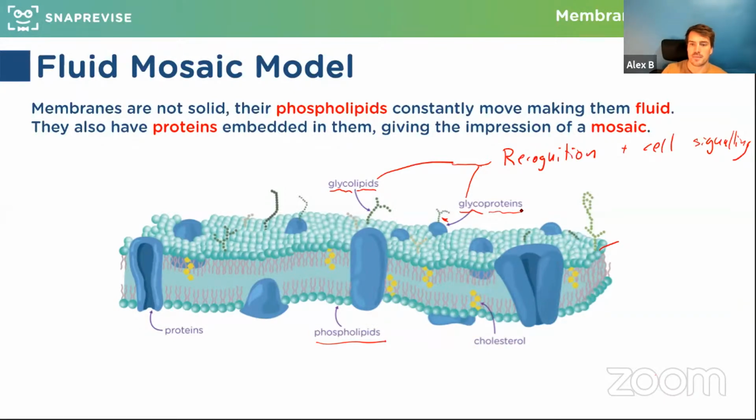of thing. The 2 points, why it's fluid mosaic. Mosaic because it's embedded with proteins. Fluid because they can all move around. So that's the 2 marks, 1 for each.